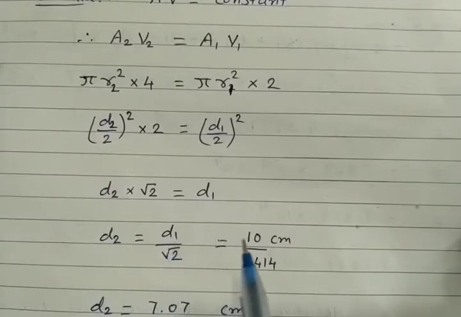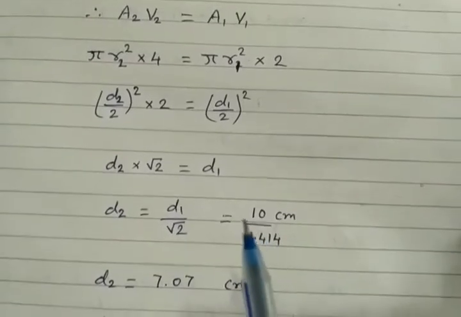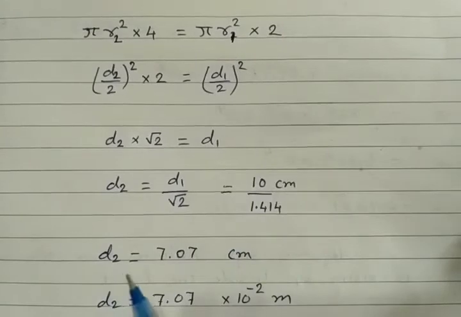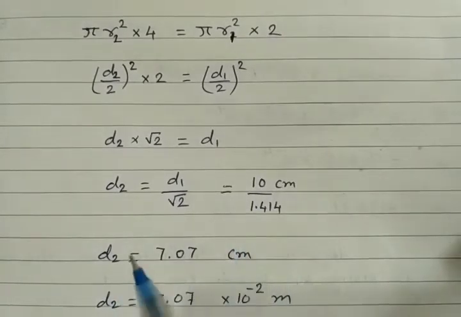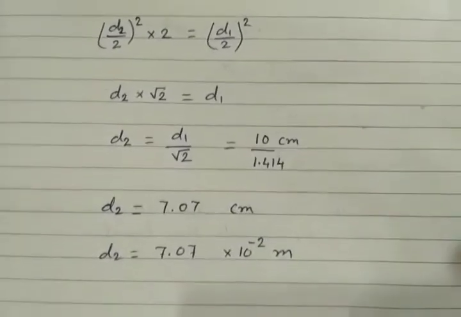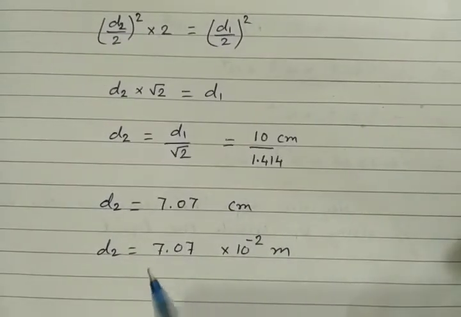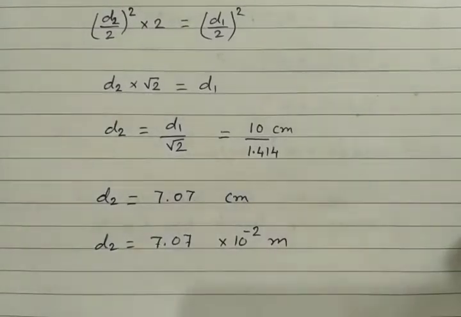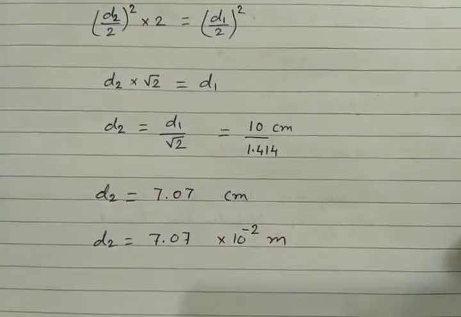The value of d1 is 10 centimeter and the value of root 2 is 1.414. Therefore, solving this, the d2 is 7.07 centimeter. Converting into meter, the value of d2 is 7.07 into 10 raised to minus 2 meter. So this is the required answer.